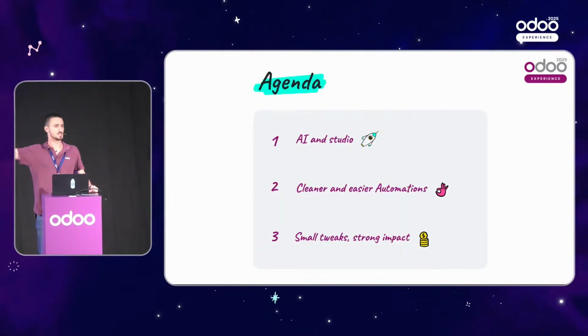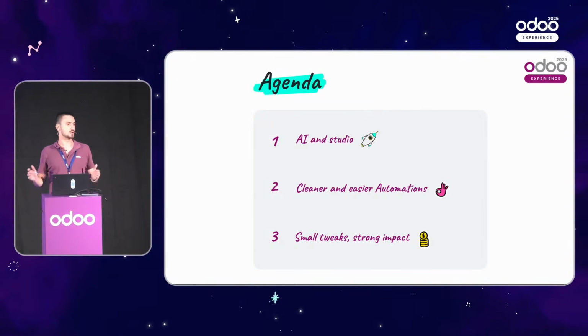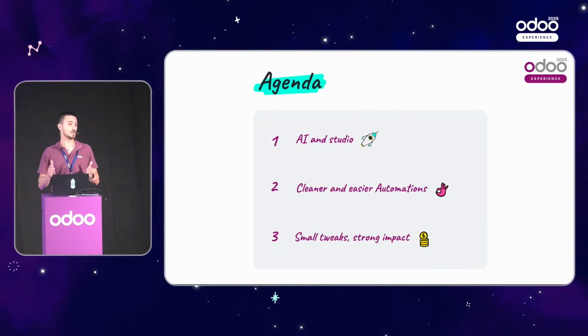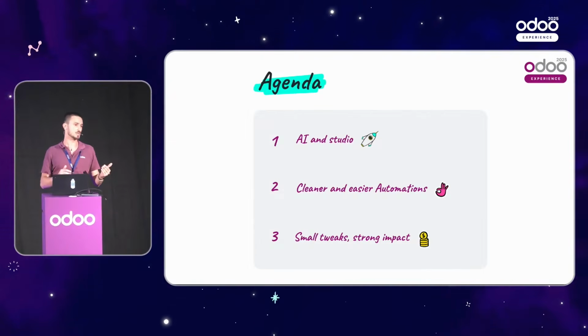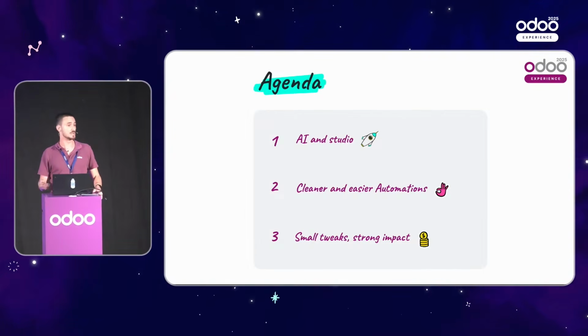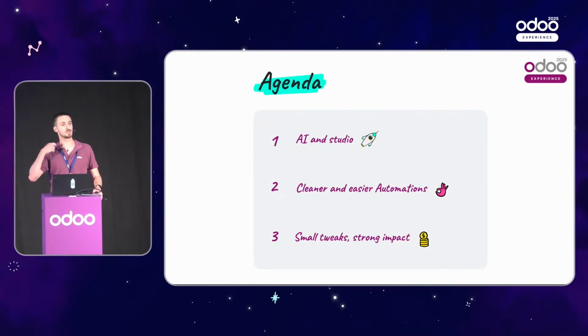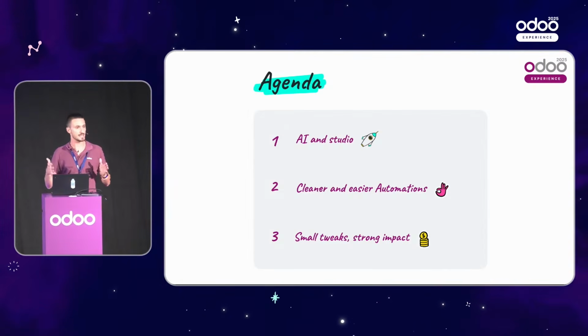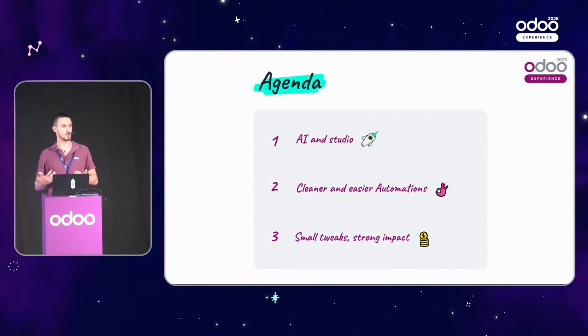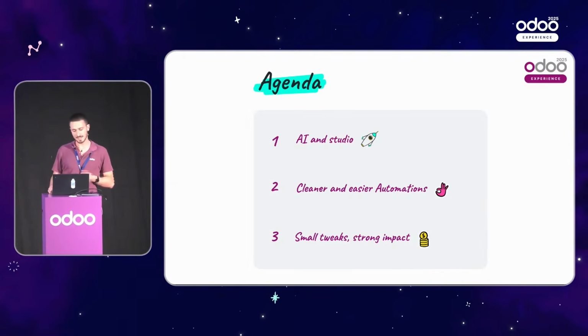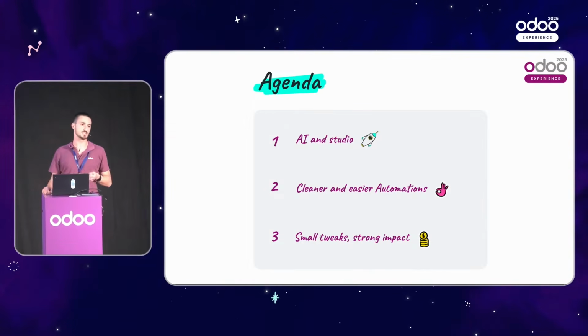We're going to start with AI in Studio. We're going to use AI and Studio together, in a collaborative way, to achieve better fields and better automations in a much easier, much more natural way. Instead of having to be an IT guy, you can just write a natural language prompt and achieve the same thing. Second topic is going to be cleaner and easier automations.